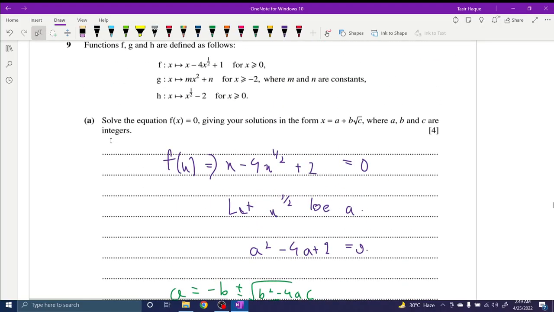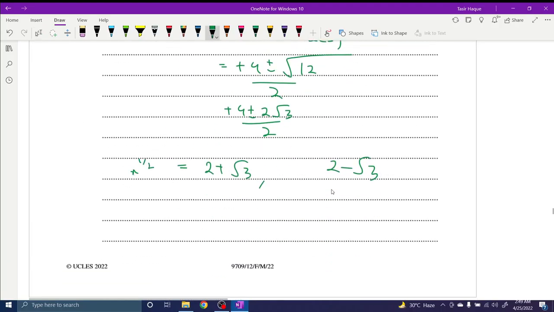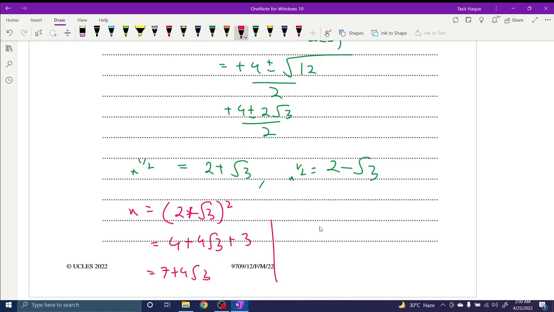Now they don't want x to the power half, they want x. We just got x to the power half. If you want to find x, we need to square both sides. So we end up with 2 plus root 3 whole squared, which is 4 plus 4 root 3 plus 3, which is 7 plus 4 root 3. What about this? x equals 2 minus root 3 whole squared, which is 4 minus 4 root 3 plus 3. That's 7 minus 4 root 3. These are your two answers, okay?